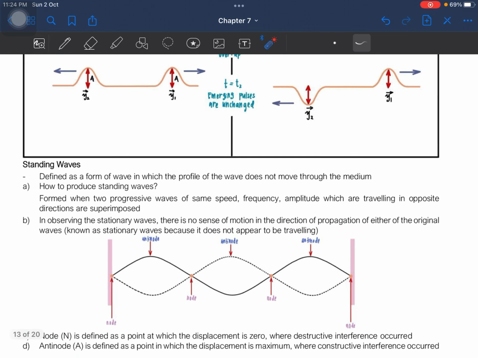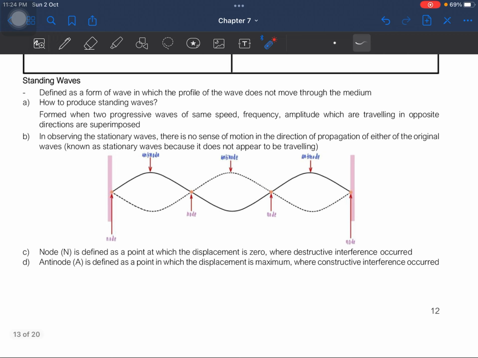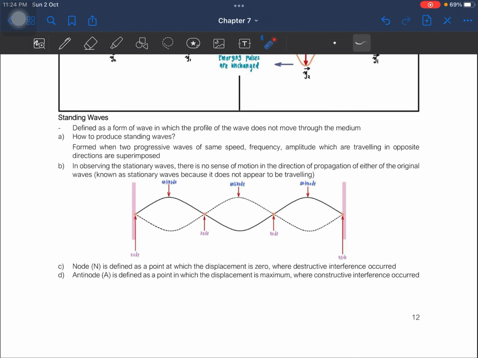Yeah. Next, kita belajar standing waves. Tadi kita sudah belajar progressive wave. Sekarang kita perlu belajar standing wave. So standing wave ni is defined as a form of wave in which the profile of the wave does not move through the medium. So there's no movement through the medium.